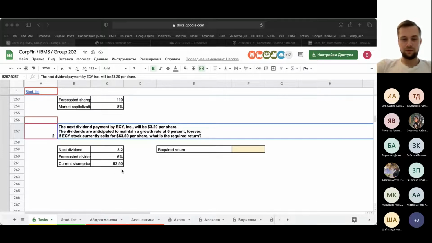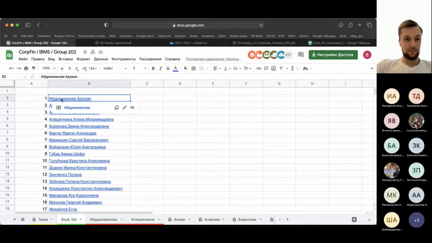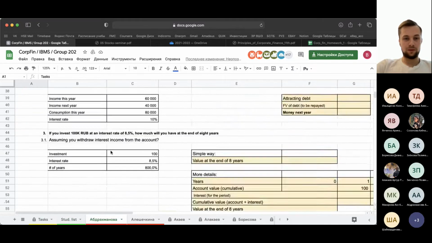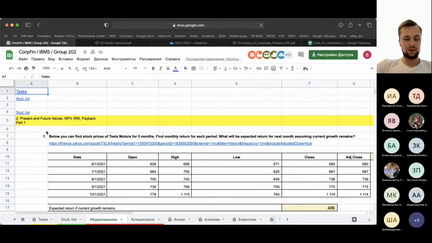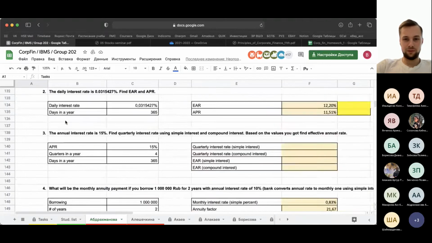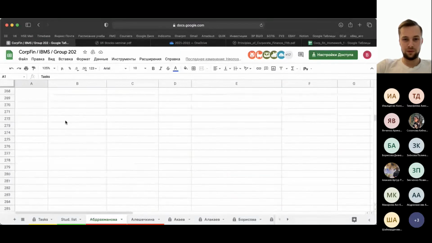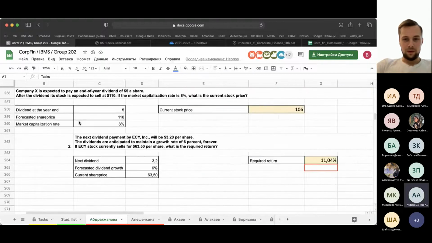Okay, Aruzhan, you were the first. Let's see. And please, can you all hide the previous seminars for me to more quickly find today's tasks? So basically, we firstly need to find the dividend yield, right? Dividing the dividend by the current share price. And then just adding the forecasted dividend growth.